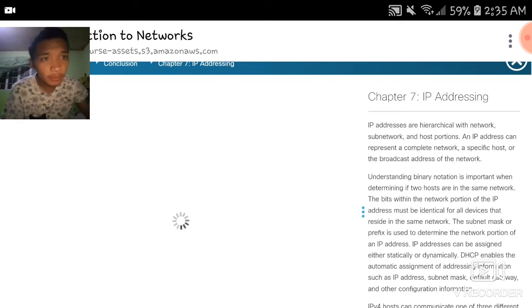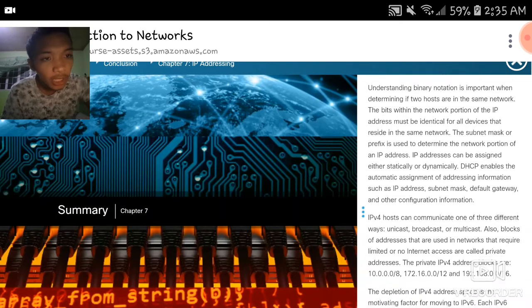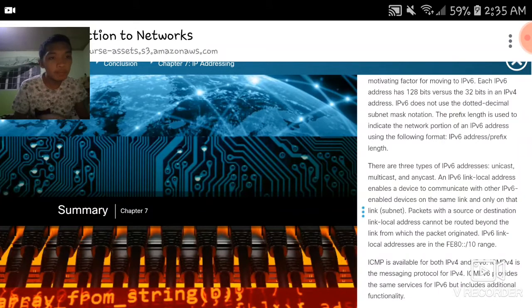So this is the whole summary of chapter 7, IP addressing. There are three types of IPv6 addresses: unicast, multicast, and anycast.